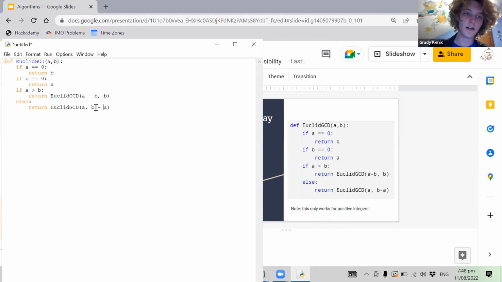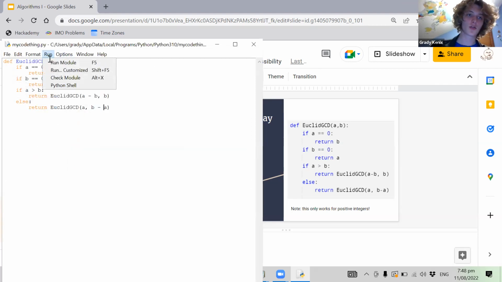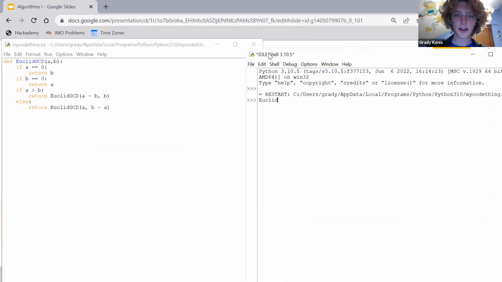Nice, very nice. And now we'll save that as my code thing.py, and we're going to press the run button. Very cool, it will do the code for us. And now we're going to pick, well, 18 and 24, they got a big audience response, and it gets 6. Good on you. And now, I'm not actually sure how fast this algorithm is. I've done it with like big numbers before.